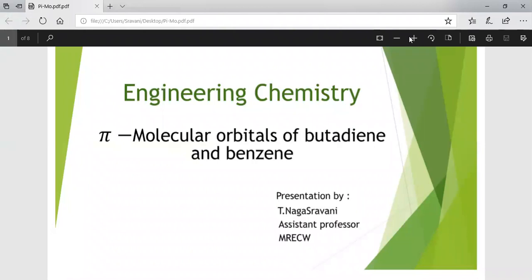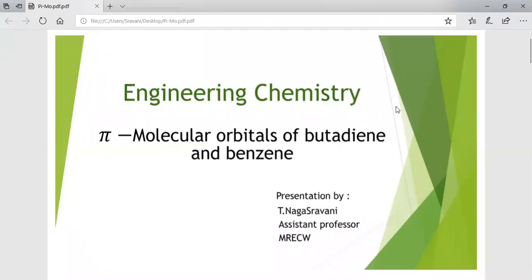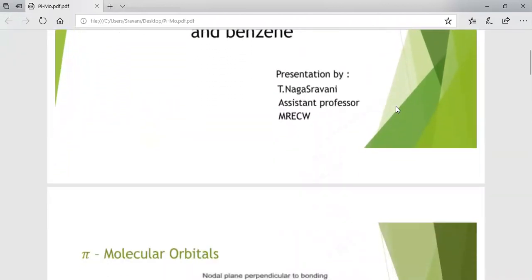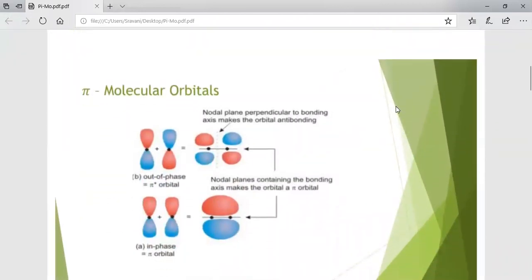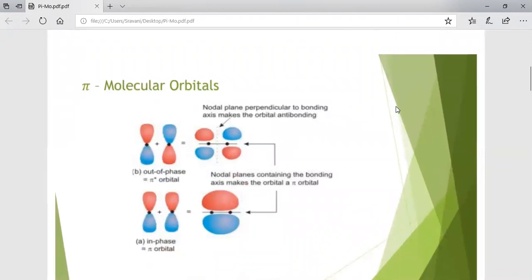I am Shravani. Today I am going to discuss the pi molecular orbitals of butadiene and benzene. Before going to this, we should know a little about the formation of pi molecular orbitals and their interactions. The pi molecular orbitals are formed by the combination of p atomic orbitals. Within this diagram, I have shown you clearly.